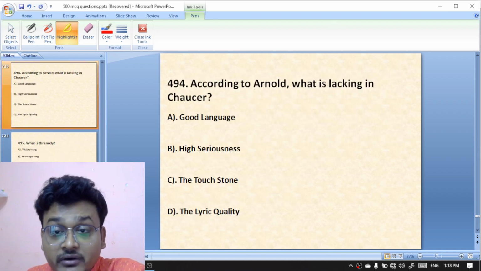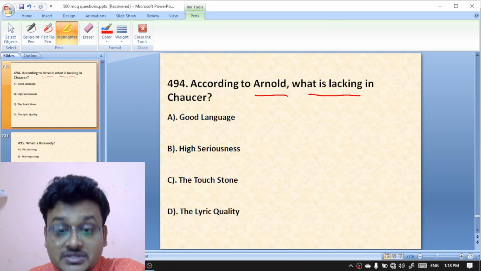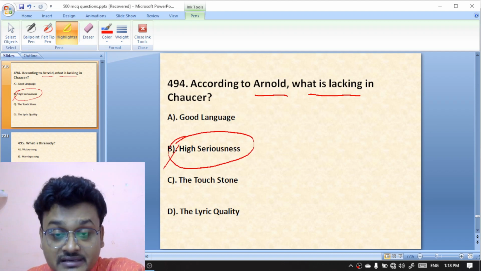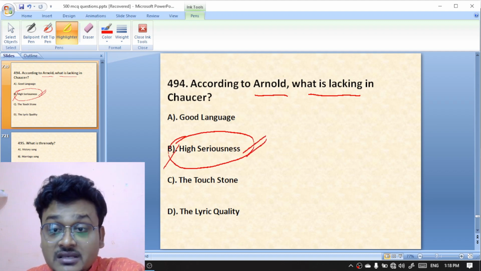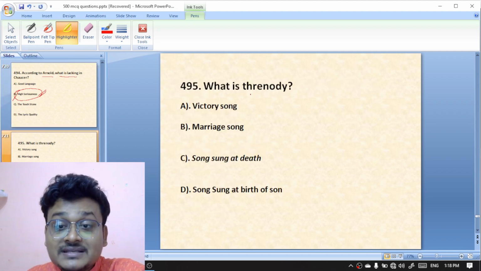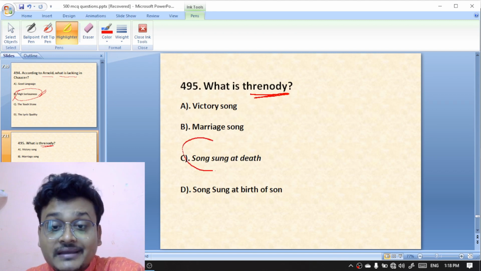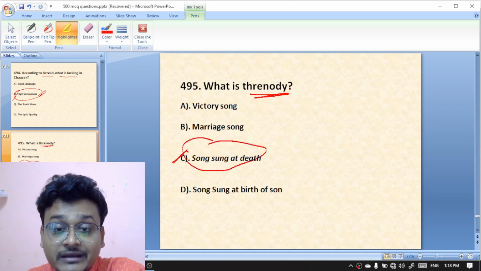Okay. According to Arnold, what is lacking in Chaucer? It is high seriousness. That's why he is not a great classic. High seriousness is lacking in Chaucer. Next question: what is a threnody? A song sung at death is a threnody.